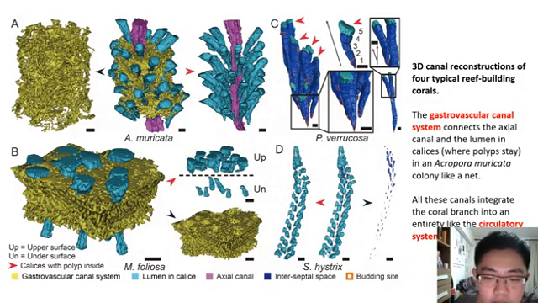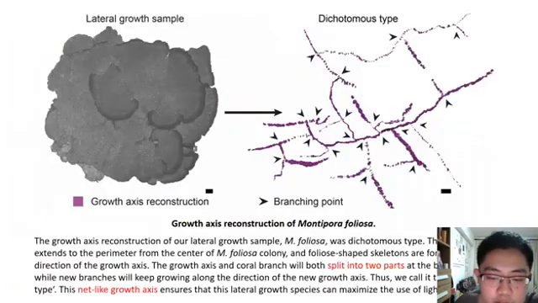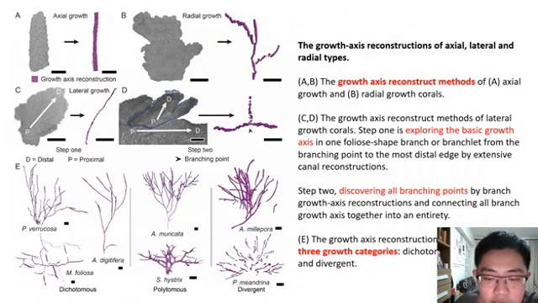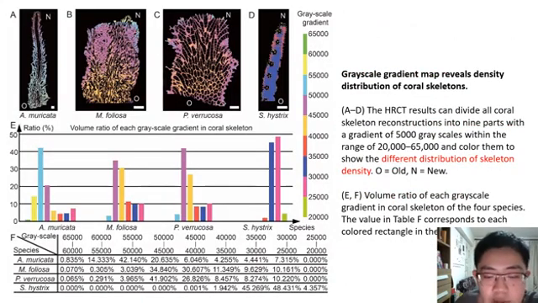All these canals integrate the coral branch into an entirety, like the circulatory system in higher animals. We further visualized the growth axis and growth rings to understand the coral growth directions. The type and direction of the growth axis determine the branching pattern and growth direction of the colony, respectively. We drew a skeleton grayscale map and calculated the coral skeleton's void ratios to ascertain the skeletal diversity, devising a method to quantify coral growth.